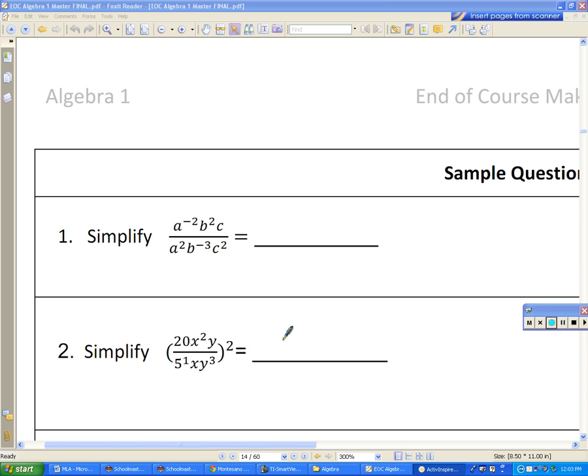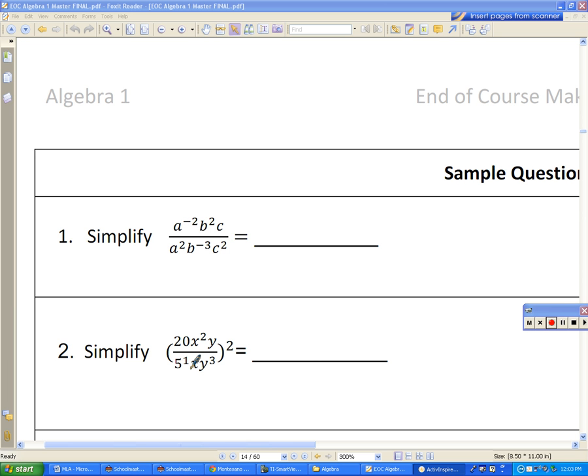Yep, the whole thing is in parentheses. Now this is where our rules of exponents come into play. x to the second power is what? x to the fourth, because you multiply exponents when it's a power to a power. y to the second power is just y to the second power. So that's what's on top. On the bottom, 5 to the first to the second power. Well, what's 5 to the first? 5. And what's 5 to the second power? 25. So we're just going to write that as 25.